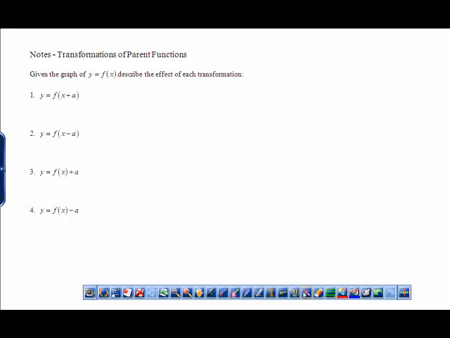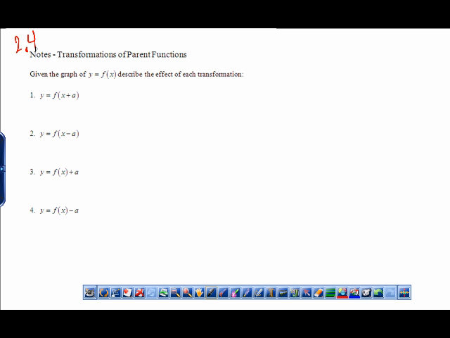Okay, so these are 2.4 notes. Let me write that up here. 2.4 notes for transforming parent functions. And we'll be doing mostly just the general form, and then we'll also be doing a similar activity to what you did last year called Move the Monster.